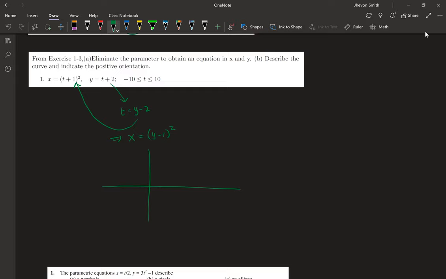And so what do we have here? Square root of x minus y equals 3. Anyway, so this would be moved up here at 1, and then there's a sideways parabola like that.